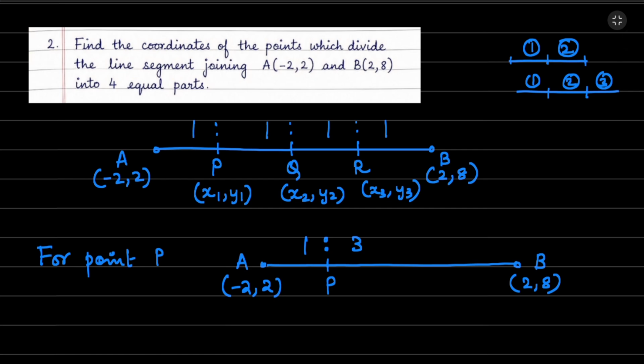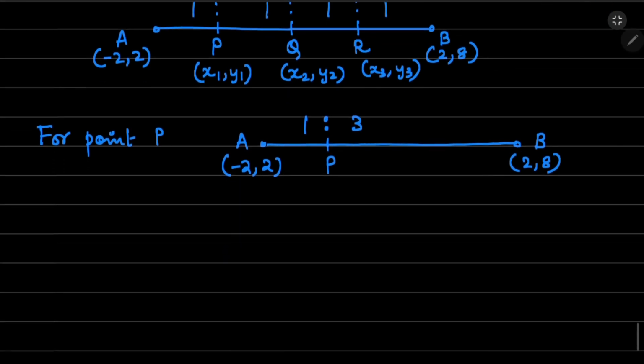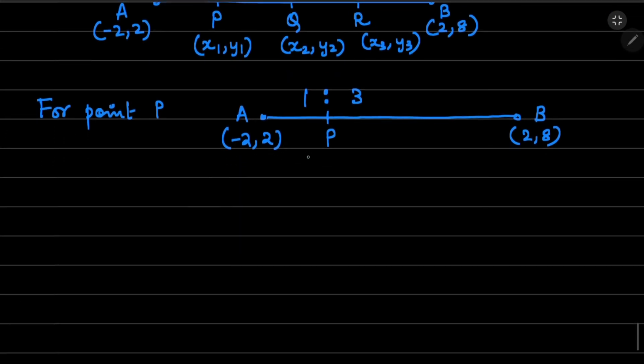dividing AB into. So if you take Q, it is dividing it in the ratio 2 is to 2, which means 1 by 1, 1 is to 1, which means Q is the midpoint. R is dividing it in the ratio 3 is to 1. So for each of it, you can apply the section formula or you can use your midpoint formula and find out the coordinates. So let's do it for point P.